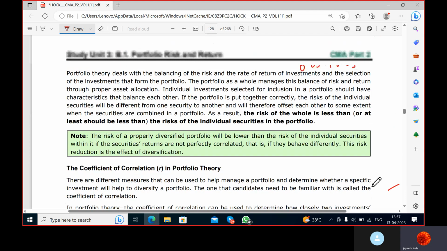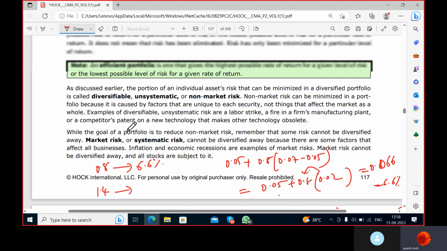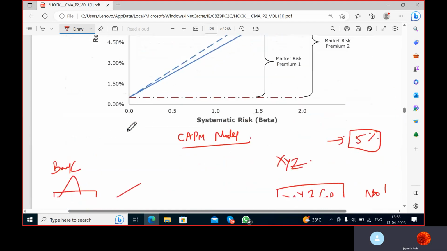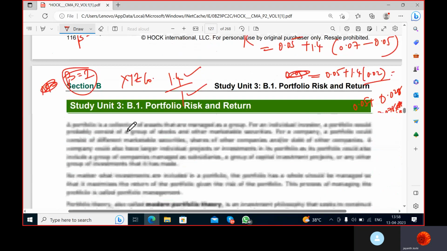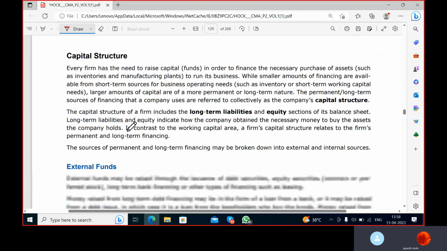After that, whatever I got, I multiplied by 100. So now here I got 8.2%. When my beta is 1.6, my expected return is 8.2%. With 0.8 beta, it is 6.6%, and with 1.4 beta my return was 7.8%. The beta will change.